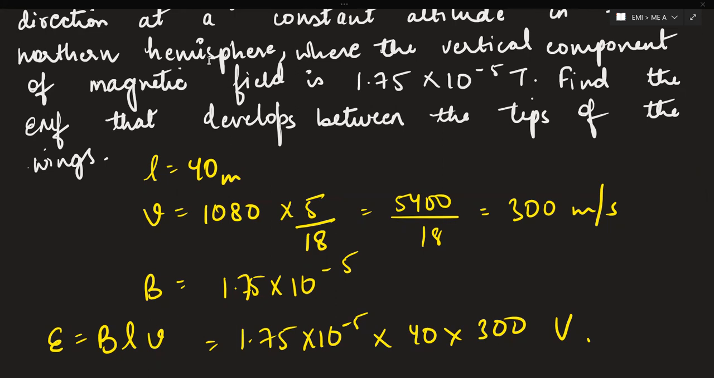How much is the answer coming? 0.21. Okay, Asta is getting 21 into 10 to the power minus 2. So note it down. Others also please cross check just once. Otherwise the answer Asta has solved is 0.21.